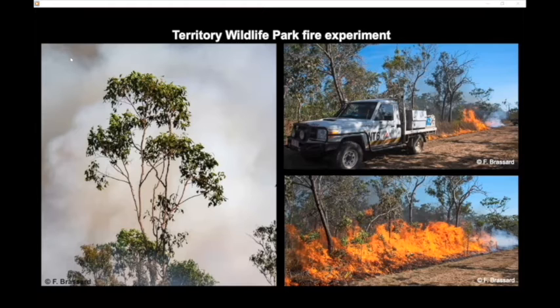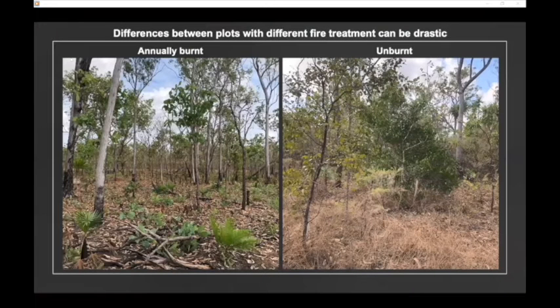So after almost 20 years of burning, the differences between the plots can be quite drastic. These photos show two plots next to each other. The one on the left is annually burnt and the one on the right is unburned. And you can easily notice how their vegetation differs.